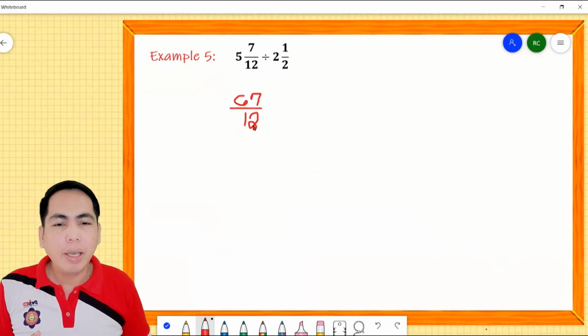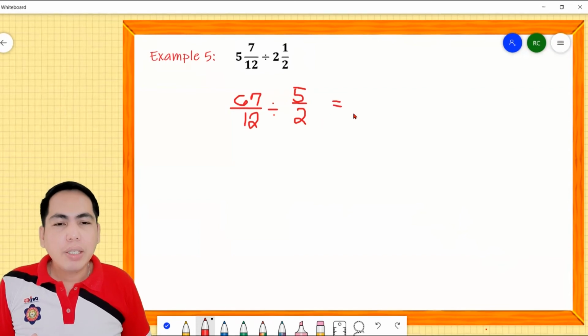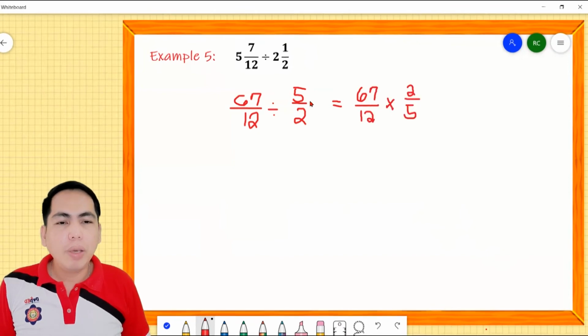and then copy the denominator 12, and then divided by 2 and 1/2, that is equivalent to 5 halves in improper fraction, because 2 times 2 will give us 4 plus 1 will give us 5, and then copy the denominator 2 to give us 5 halves. Now 67 over 12 divided by 5 halves, that is equivalent to 67 over 12 times 2 over 5, because the reciprocal of 5 halves is 2/5.